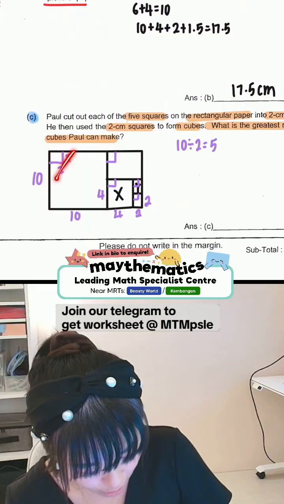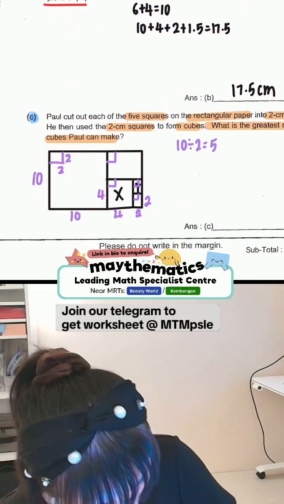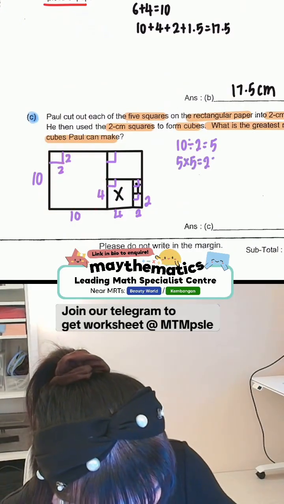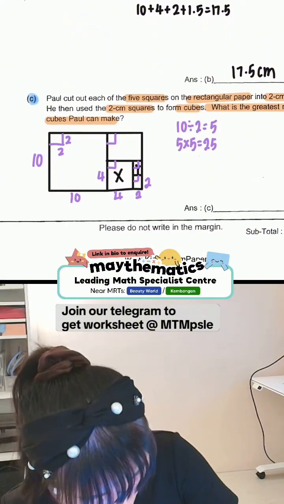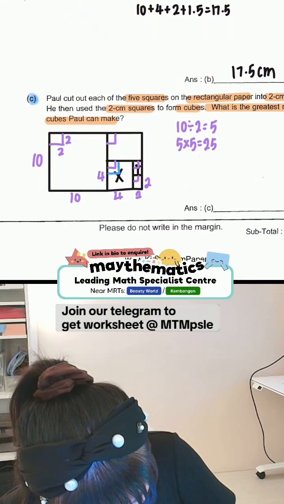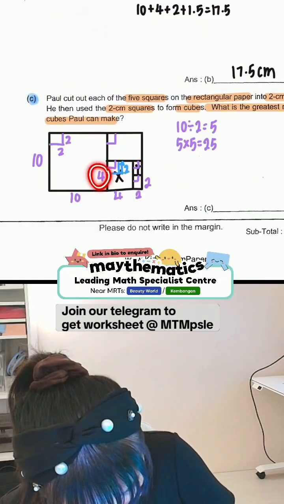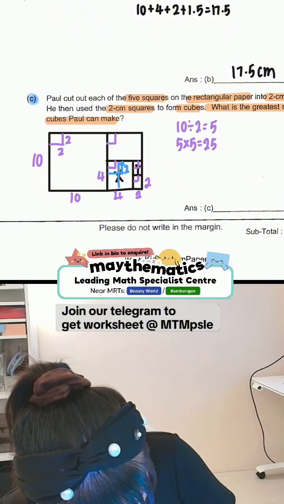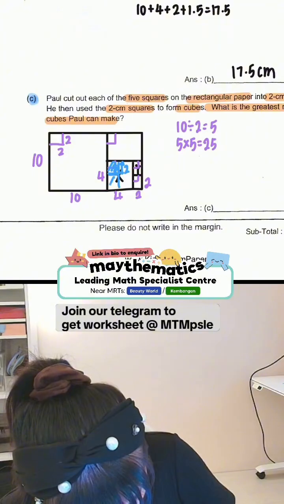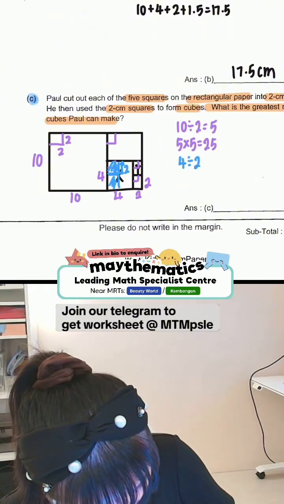Okay, so in this square, I can cut out 5 by 5, 25. Then we move on to the next one. If here, I cut out a 2 from a 4, so 4 divided by 2, I know that I can cut out 2 of them. 4 divided by 2, I can cut out 2 of them.